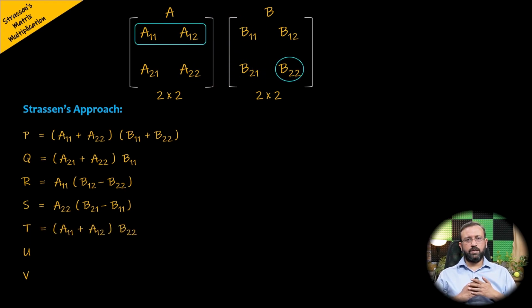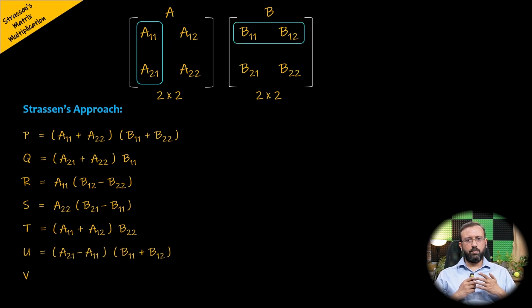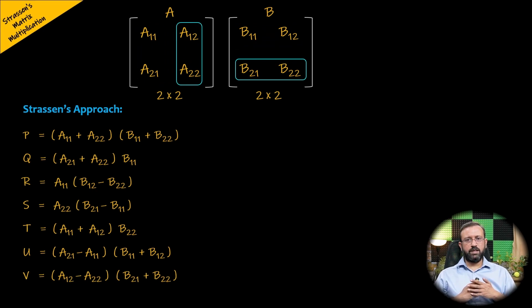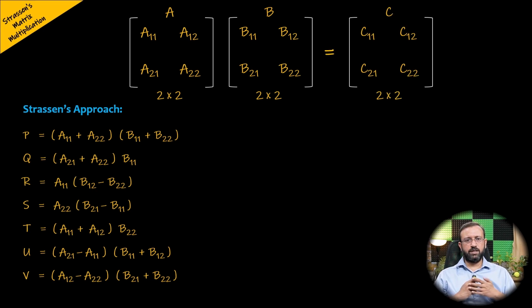T is the product of the sum of A11 plus A12 and B22. U is the product of A21 minus A11 and B11 plus B12. And V is the product of A12 minus A22 and B21 plus B22. Now, once we have computed P, Q, R, S, T, U, and V, we can compute the elements of the resultant matrix C. The element in the first row and first column, that is C11, will be P plus S minus T plus V.